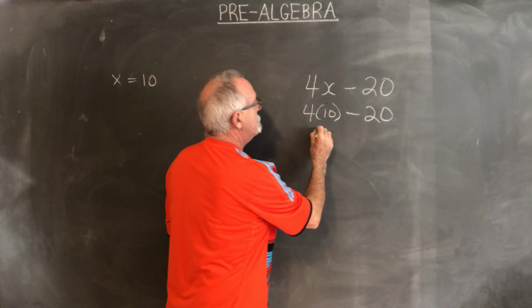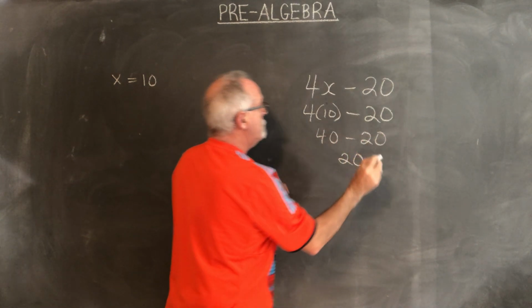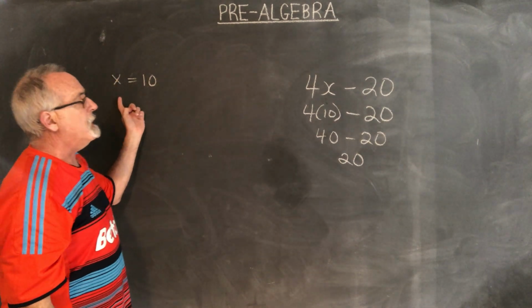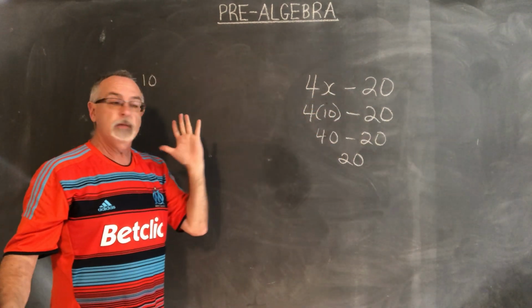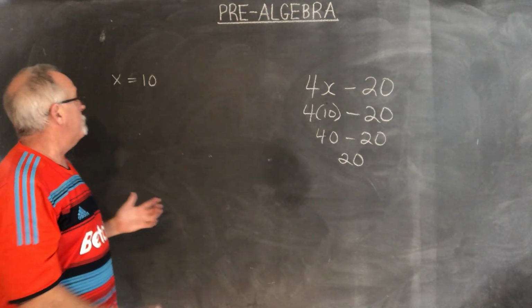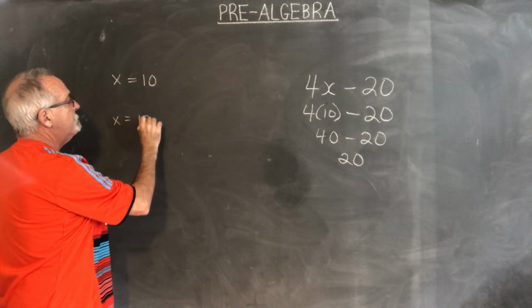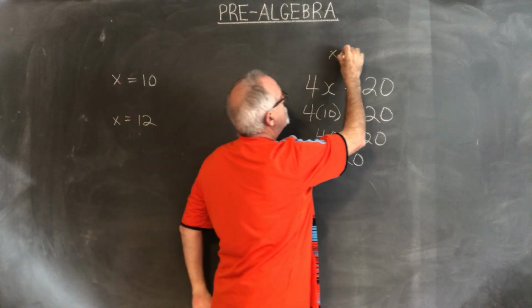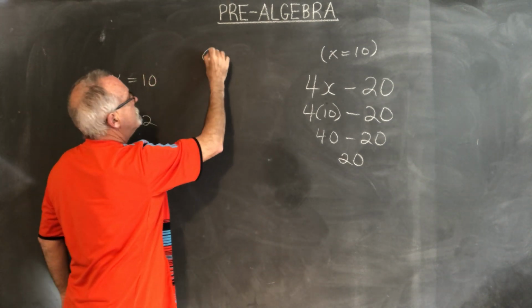4 times 10 is 40. And then 40 minus 20 is equal to 20. So if x is equal to 10, then 4x minus 20 ends up being equal to 20. Let's try a different value for x. What if x is equal to 12? I'll write x equals 10 in brackets above this one, and then I'll do x equals 12 here.